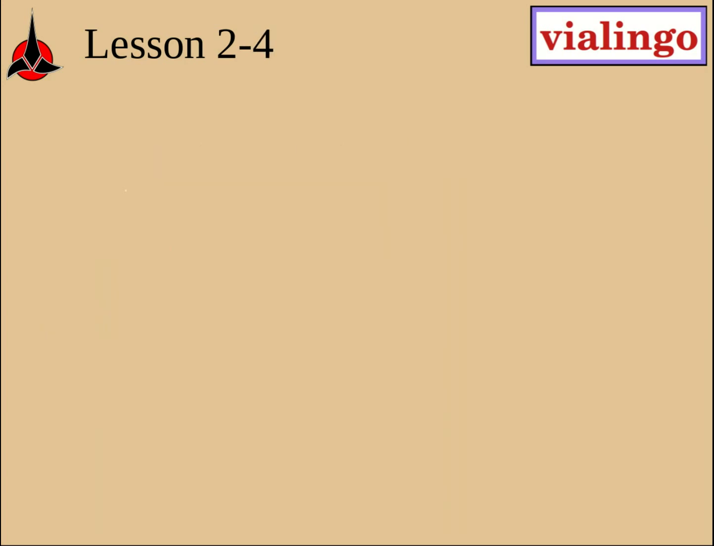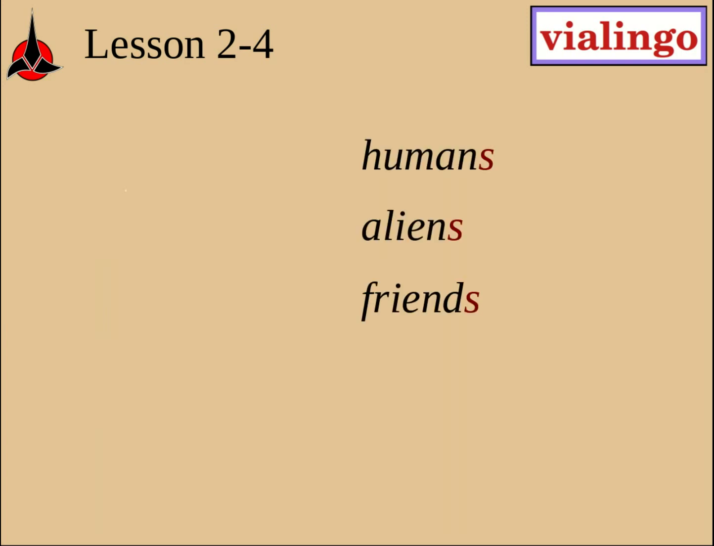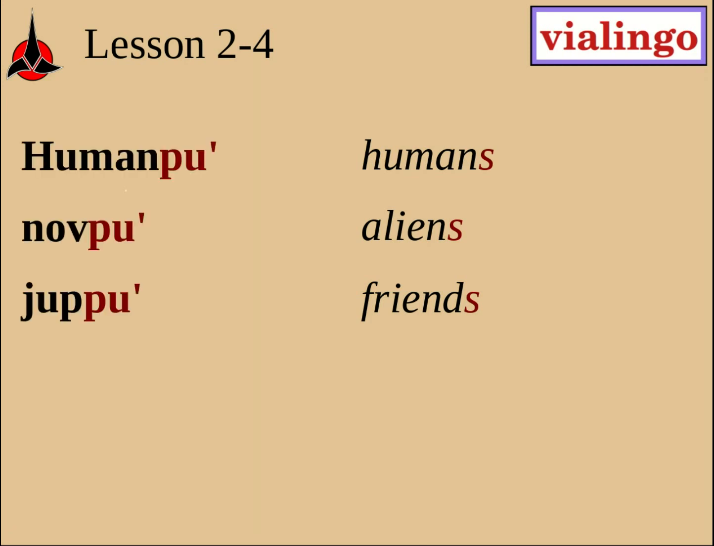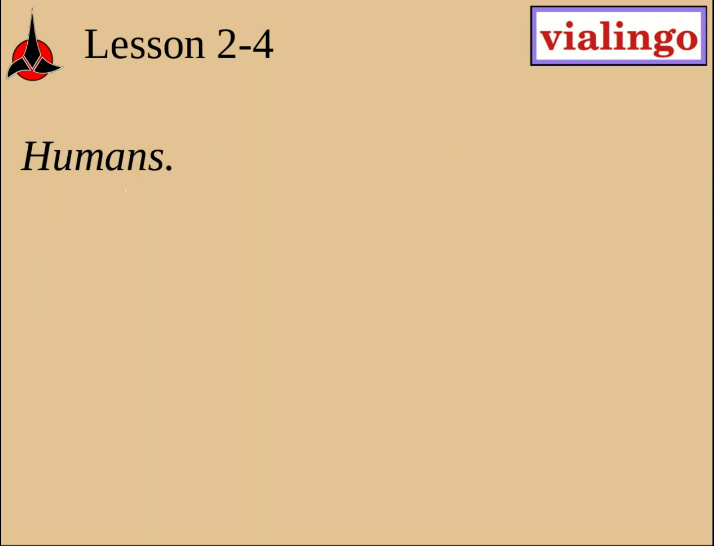In English, to talk about more than one thing, you usually add the letter S, for example, humans, aliens, and friends. To talk about more than one thing in Klingon, you often add the suffix po. Humans is romulpo. Aliens is novpo. Friends is jubpo. So how do you say humans? Romulpo.